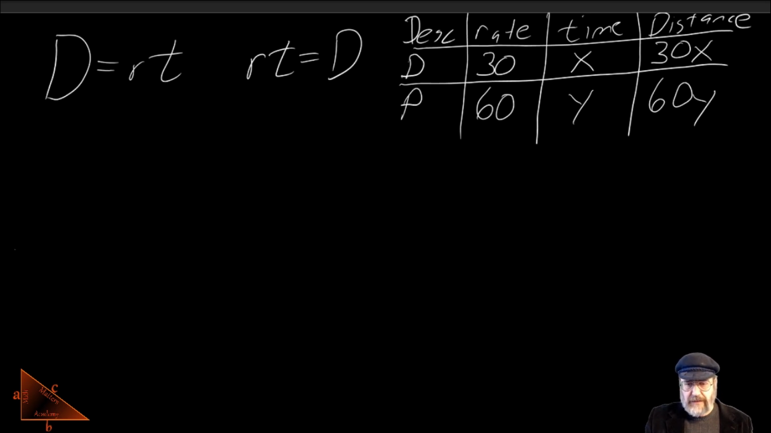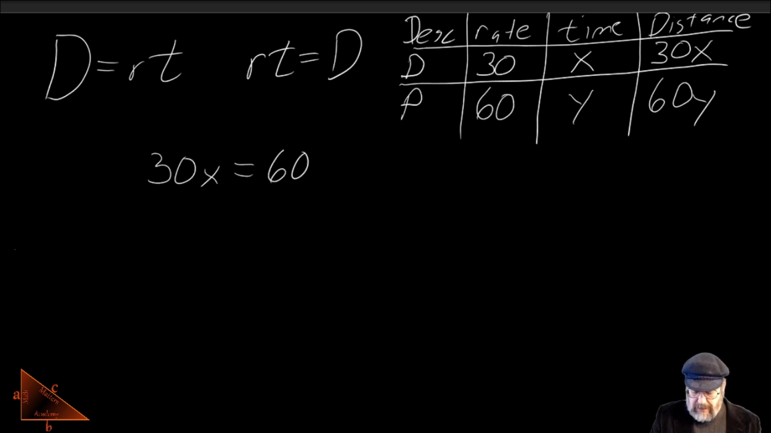In order for the Pythagoras to overtake the Da Vinci, since we both left from the same port, we have to have traveled the same distance. So setting up our equations, we would have 30x, the distance of the Da Vinci, equal to 60y, the distance of the Pythagoras.